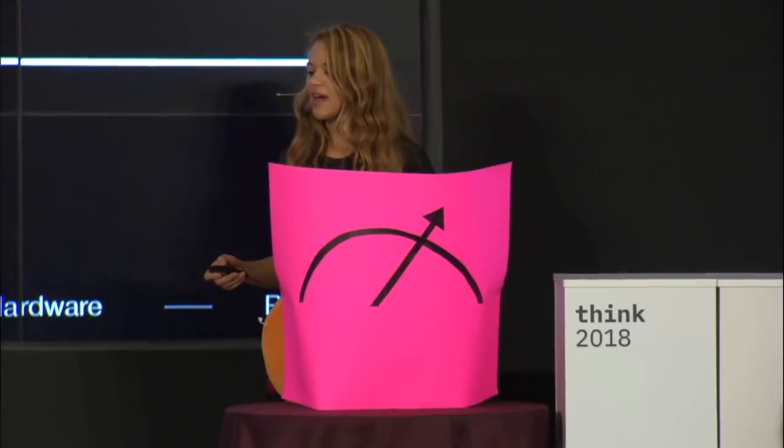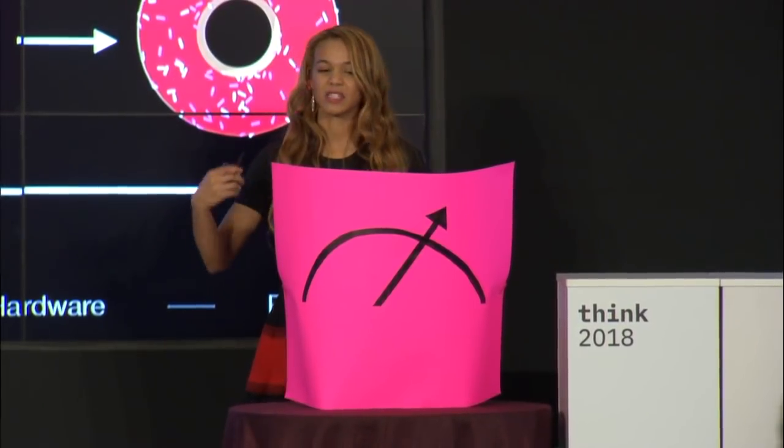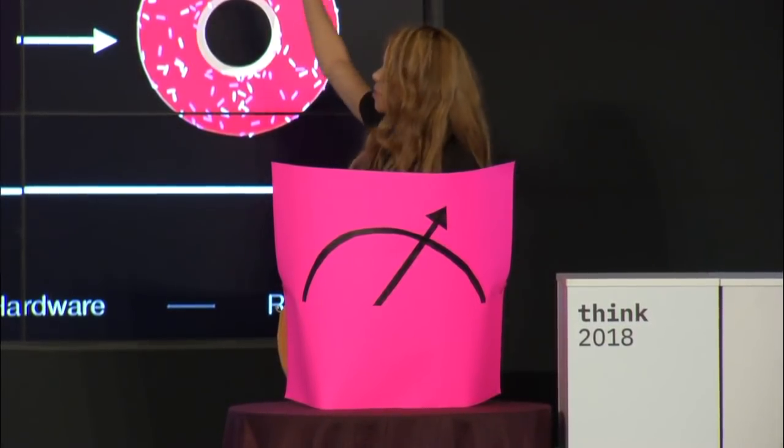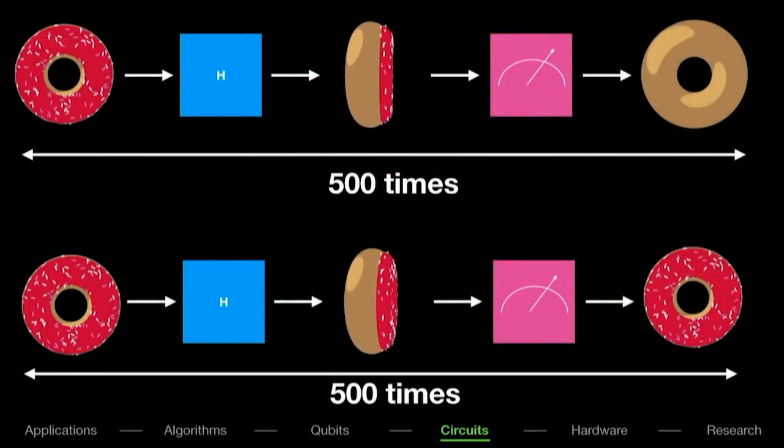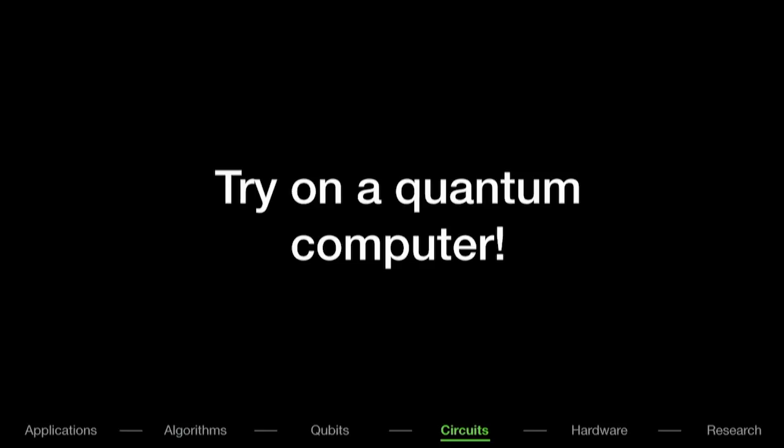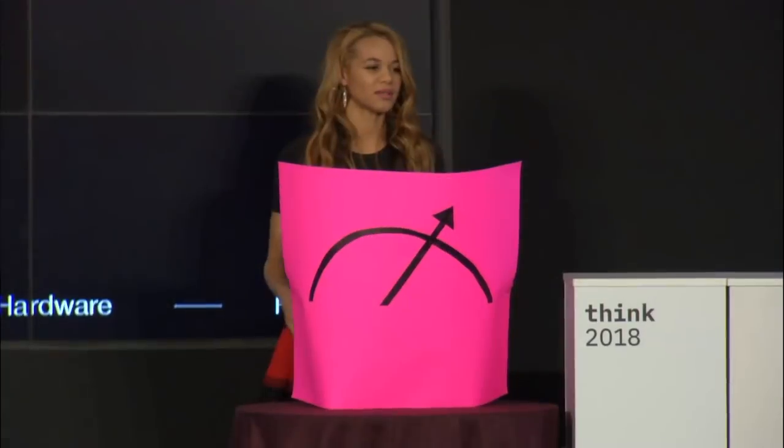And if we run this 1,000 times, then we should expect 500 times to get the plain donut at the end, and 500 times to get the frosted donut at the end. And you can actually try this on a real quantum computer. The session after this, Jerry will show you how you can run this stuff on a real quantum computer.